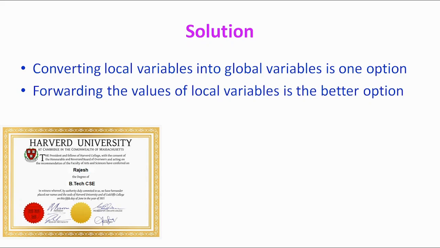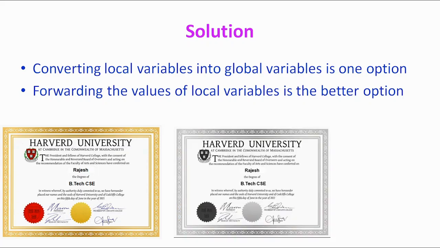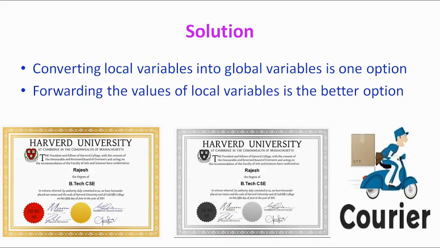Now think of a similar situation that happens in your life. Imagine that you apply for a job at a company in Delhi and you are supposed to provide your certificate for their verification. But the certificate is with you at your hometown and so they can't verify it from Delhi. What we generally do in this situation is to make a duplicate copy of the certificate and send it by courier to the company.